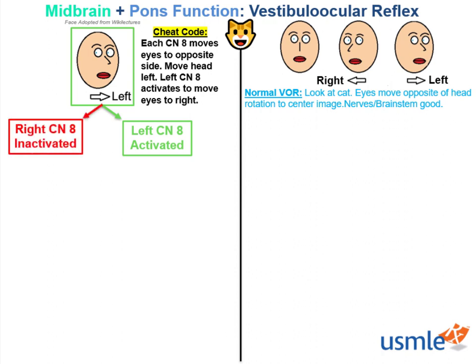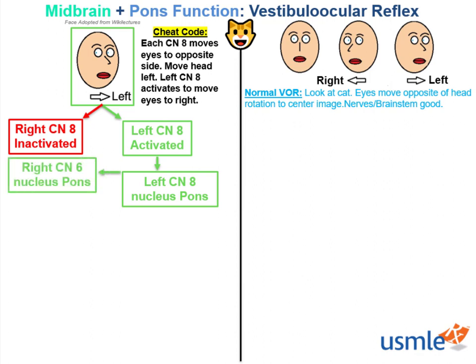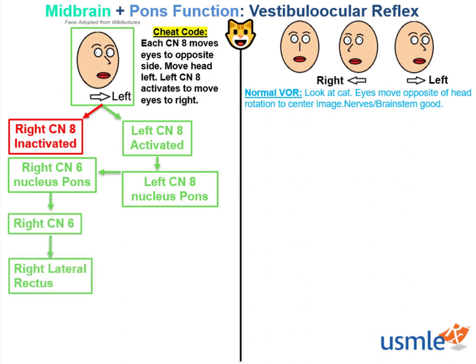becomes inactivated. Following the left cranial nerve 8 pathway, the left cranial nerve 8 nucleus in the pons becomes activated and signals the right cranial nerve 6 nucleus in the pons to send signals via the right cranial nerve 6 to the right lateral rectus eye muscle to turn the right eye to the right or to abduct it via cranial nerve 6, the abducens nerve.